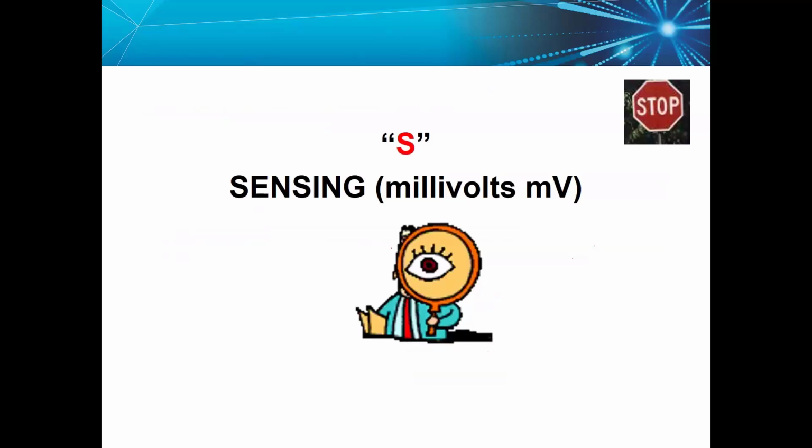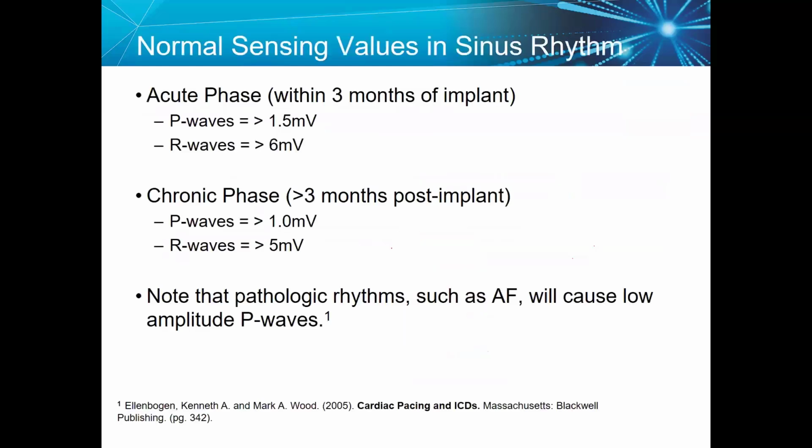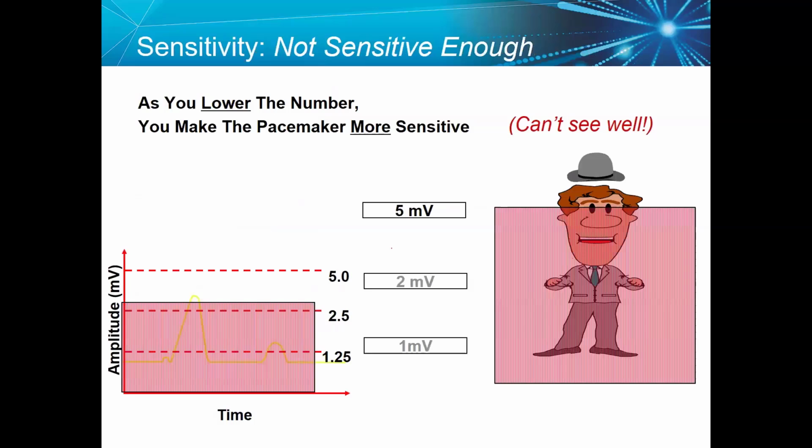We'll go for the STOP method, the S for sensing. It will be sensed in millivolts. In the acute phase, within 3 months of implant, P wave is usually more than 1.5 millivolt, and R wave more than 6 millivolt. These are normal parameters. In the chronic phase, after 3 months post implant, P wave is mostly more than 1, and R wave more than 5 millivolt. Note that pathologic rhythms such as AFib will cause low amplitude P waves, as we know. Okay, sensitivity.